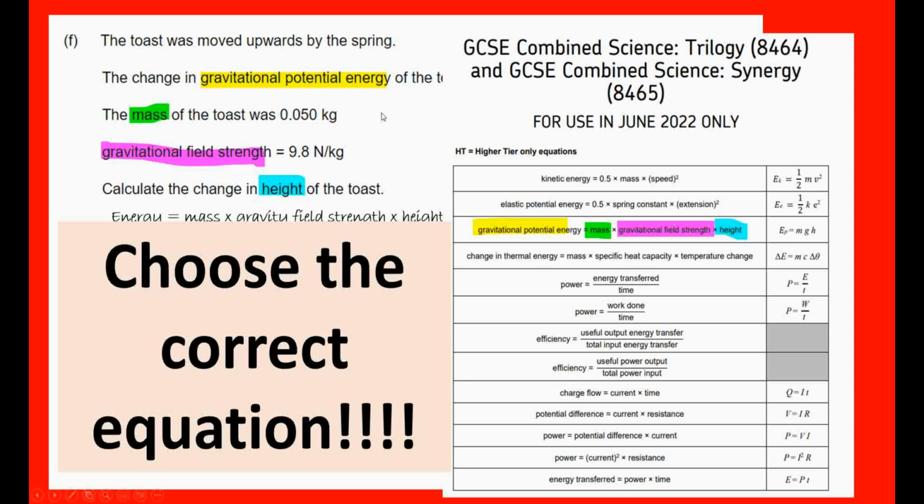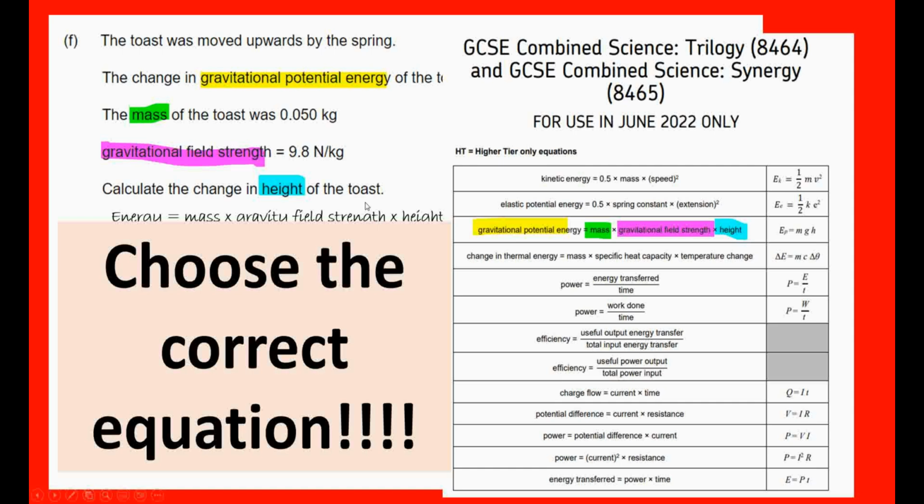Okay, I find it's useful to highlight or underline or circle the different quantities we're given. So in this case, we're given a question about changing gravitational potential energy, a change about mass, and gravitational field strength and height. We're given these quantities. We need to find the right equation. We need to match up those words to the right equation. And it is, of course, gravitational potential energy equals mass times gravity times by height.